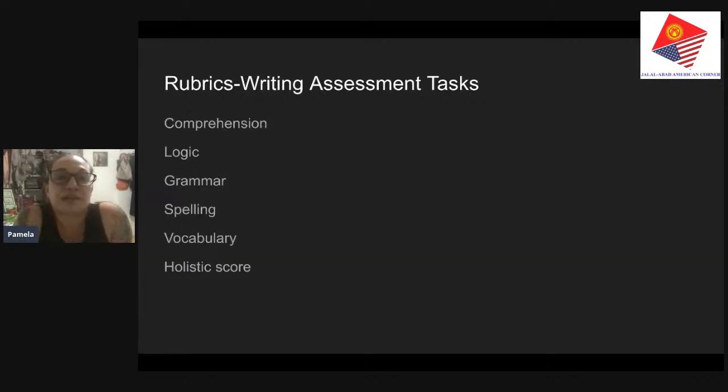So the rubrics for writing assessment, you want to have these 6 concepts that you are testing them on. Comprehension, did they understand what the assignment was? Logic, was it logical how their paper was formatted? Did it make sense? There was an introduction, a middle, a presentation of information, an ending.